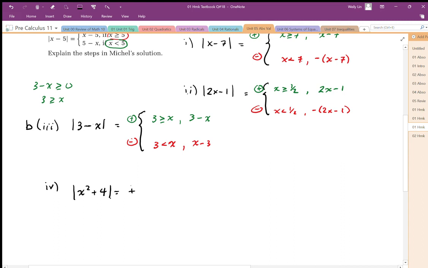So the positive domain is going to be when x is all real numbers. So we don't really need to consider the negative domain. So the piecewise function is going to be just x squared plus 4 for all real numbers.